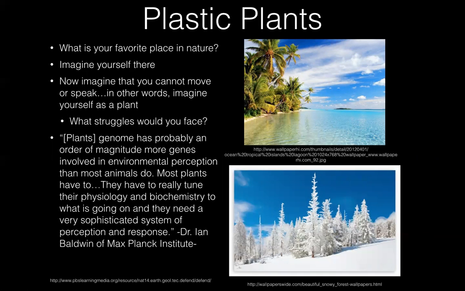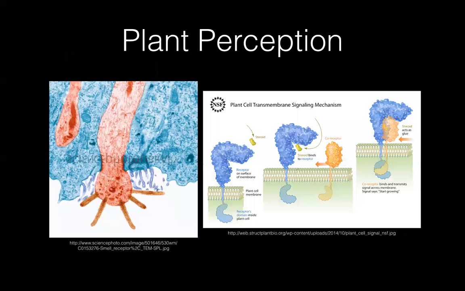Dr. Ian Baldwin of the Max Planck Institute says the plant's genome has probably an order of magnitude more genes involved in environmental perception than most animals do. Most plants have to. They have to really tune their physiology and biochemistry to what is going on, and they need a very sophisticated system of perception and response. And it's that idea of perception that is so critical. Perception, in this case, is primarily just the ability to access information from the outside world. What sort of information can be gleaned from what's going on around you?